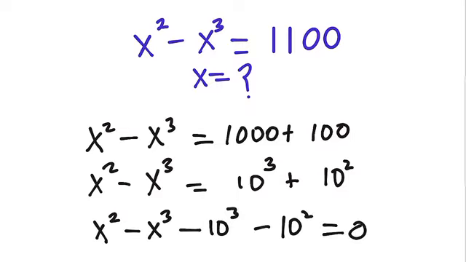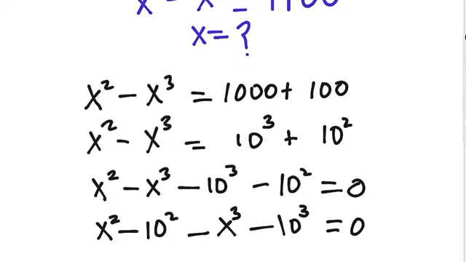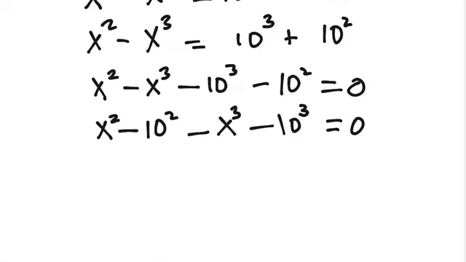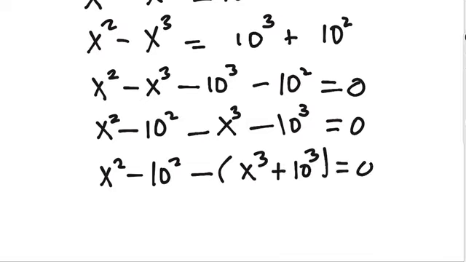So now from there, we are going to have x to the power of 2 minus 10 to the power of 2, then minus x to the power of 3 minus 10 to the power of 3, equals 0. Moving on, we're going to have x to the power of 2 minus 10 to the power of 2 minus, we take x to the power of 3 plus 10 to the power of 3, equals 0.